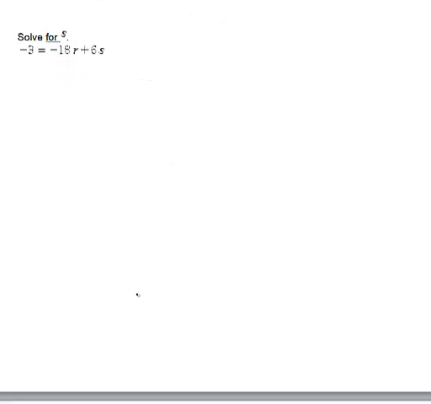Here we're given the equation negative 3 equals negative 18r plus 6s. Here I'm asked to solve for s. Right? So I look for the term that contains my variable that I'm interested in isolating, and I see that it's 6s. So I somehow need to get rid of this, right? I need to get rid of the negative 18r.